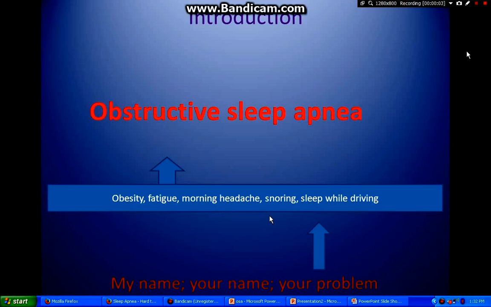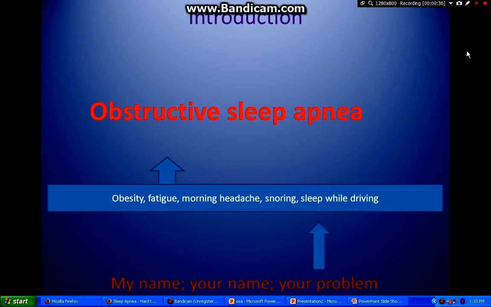If a patient comes to me, I will first introduce myself, ask the patient's name to confirm it, and then ask about his problem. What can the problem be? Either it can be weight gain, the patient can have an increased BMI, fatigue, morning headache when he wakes up, or snoring, either by himself or most likely noticed by the partner. Or maybe he has complained of falling asleep while driving.